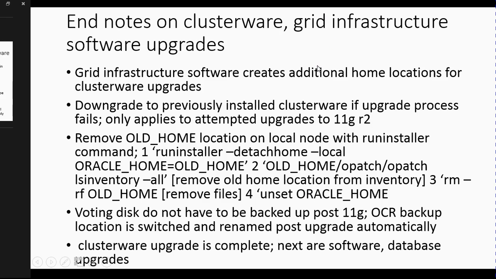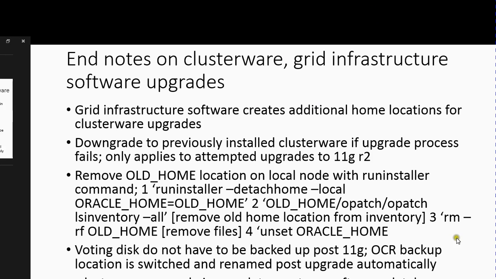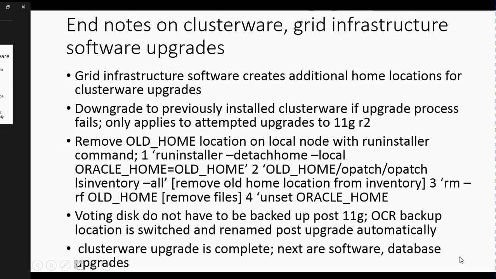So these are just some of the end notes for the Clusterware Grid Infrastructure Software upgrades. Again, I already went over this, but the Grid Infrastructure Software actually creates an additional home location for your Clusterware post the upgrade. So if you were doing an upgrade from 11g R2 to 12c, that means that you have a Grid Infrastructure Software home location for 11g R2, as well as the Grid Infrastructure Software home for 12c. That means that if the upgrade to 12c is not successful, you can just downgrade it back to 11g R2, which is what you previously had.